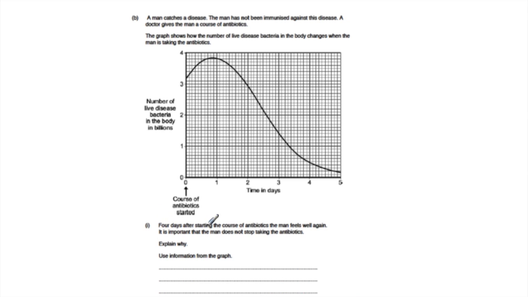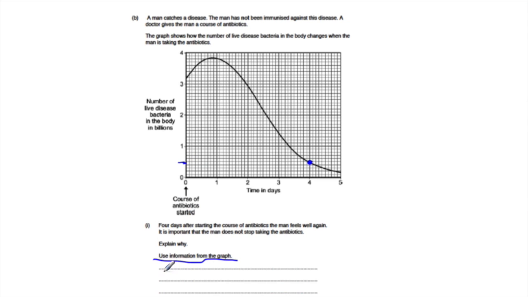4 days after starting the course of antibiotics, the man feels well again. It is important that the man does not stop taking the antibiotics. Explain why, using information from the graph. So again, if you ever see that there, it is always wise to try and incorporate some information from the graph to demonstrate that you've actually looked at it and paid attention as you've been asked to. The answer itself is very simple. At day 4, you need to be saying about the fact that there is still live bacteria present, and if you could even put a number on that, that'd be even better.